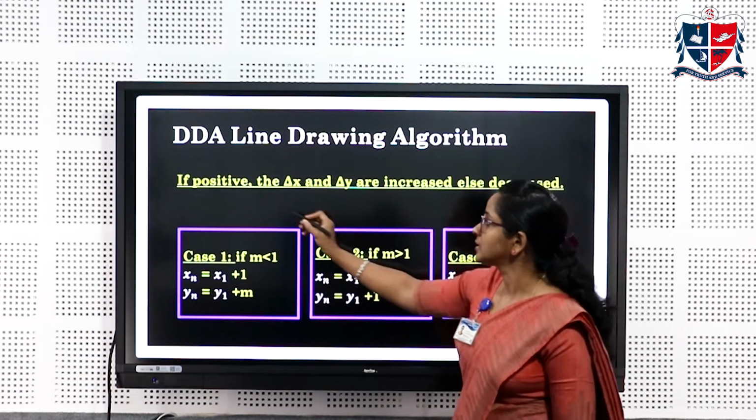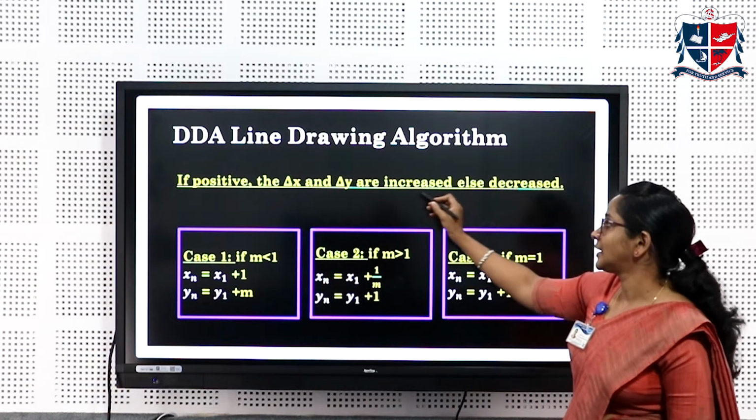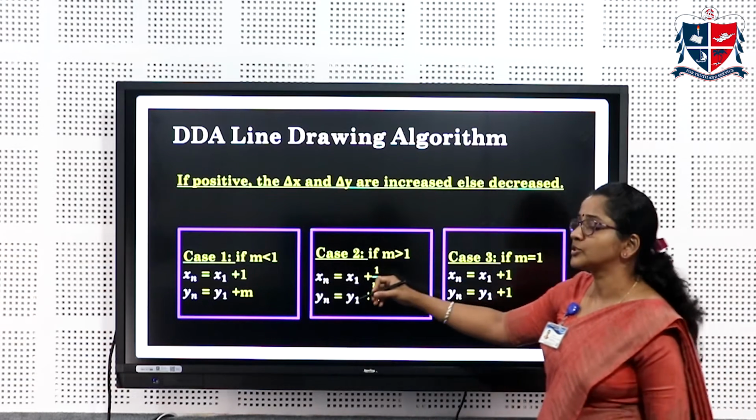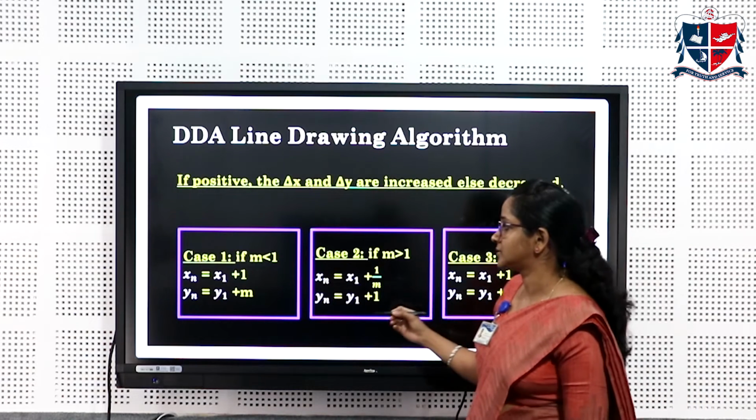The condition we have to follow: what if the slope is positive? Then delta x and delta y are increased, else they are decreased. So we have to check three cases, three conditions. The first condition is case 1.